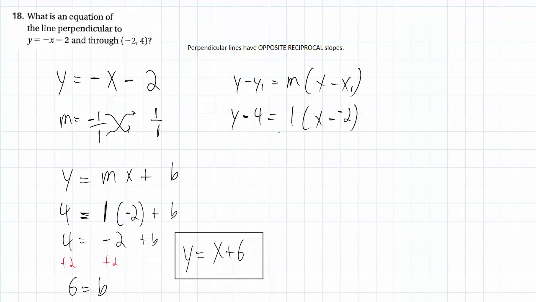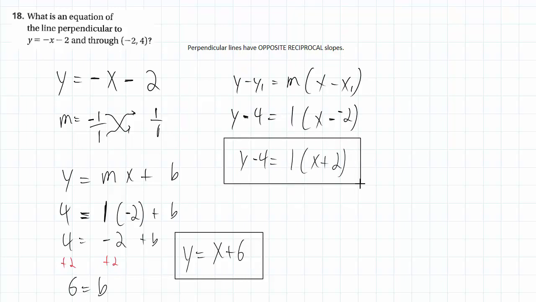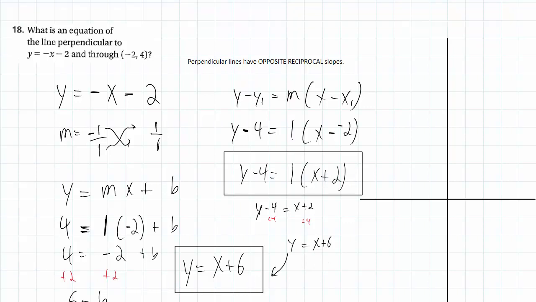And I'm plugging the point into either point slope form or slope intercept form to figure out what the equation of my new line is. Here's my equation in point slope form using the point slope formula. If I want, I can take that equation and put it in slope intercept form if I'd like to. I can also graph this equation and solve it that way.